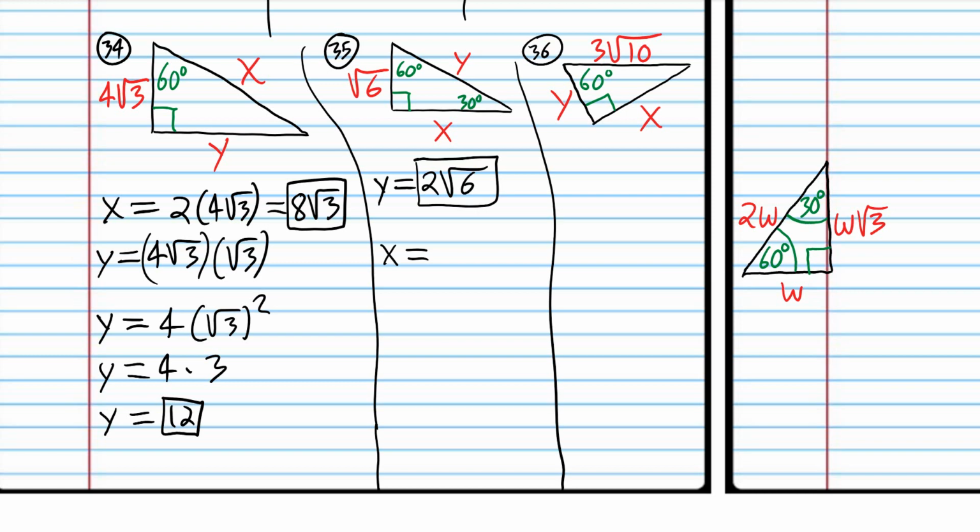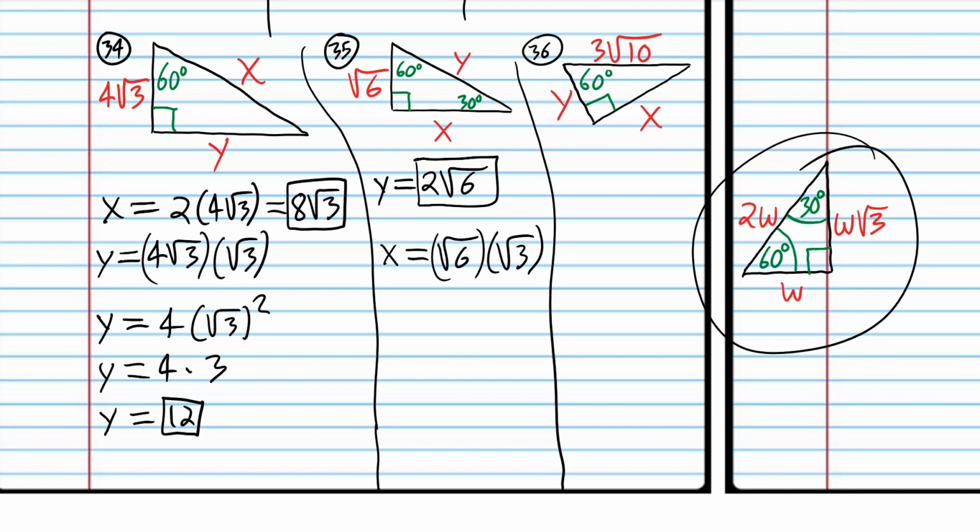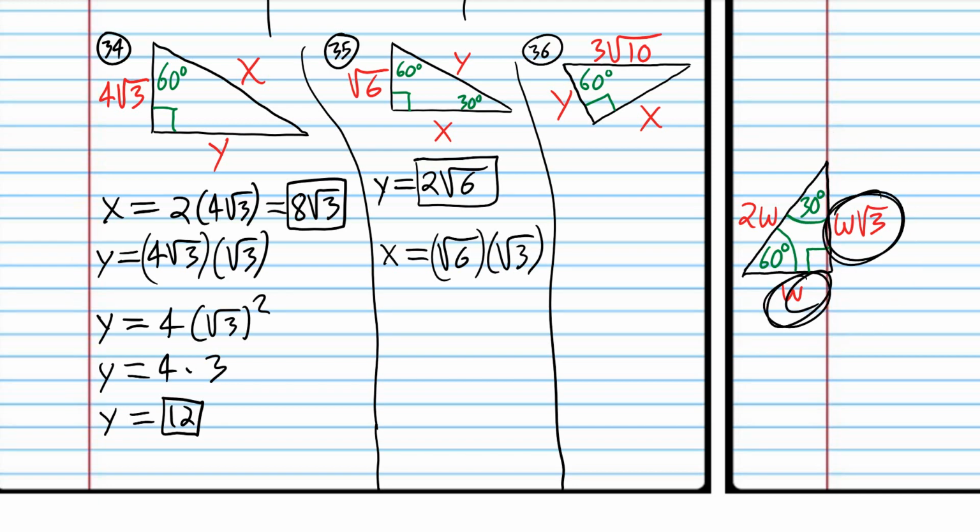Now x is opposite 60 degrees, so whatever the side is opposite 30, that's going to be multiplied by root 3, and that'll give us the side opposite 60. Again, that's what this shape tells us: whatever the side is opposite 30, the side opposite 60 is going to be that number multiplied by root 3. Why is that? Well, that's just the way these 30-60-90 triangles work.